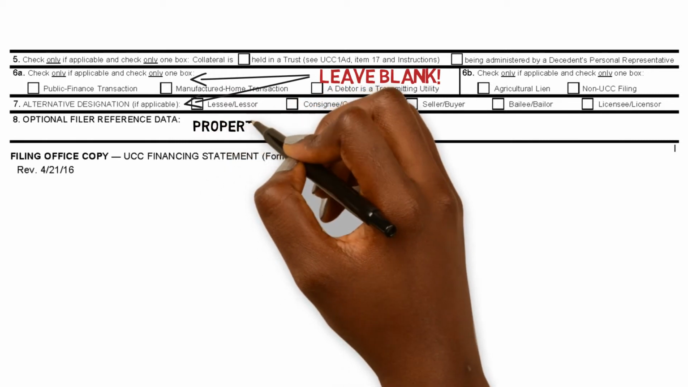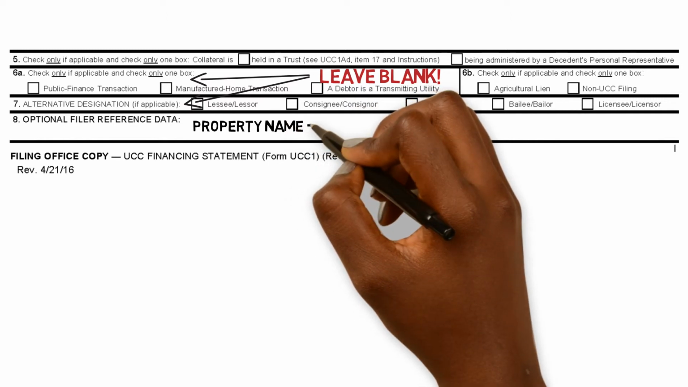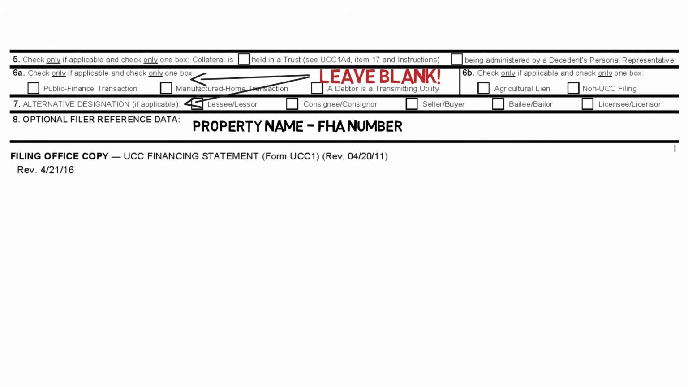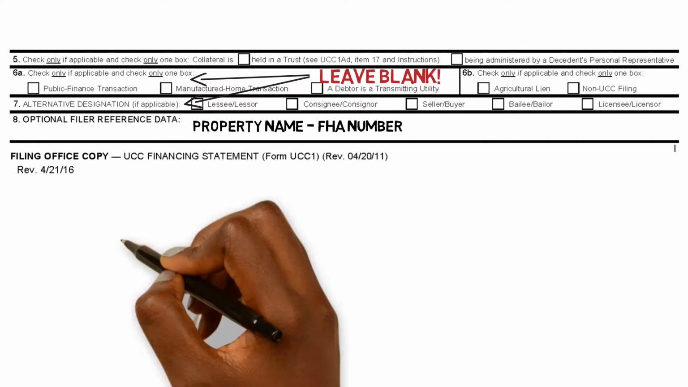Before completing the form, you should add the property name and FHA number. Some UCC forms have a space for optional filer reference data, where you can include this information. If the form does not have an optional reference box, you will need to ensure the property name and FHA number is included in the collateral description.